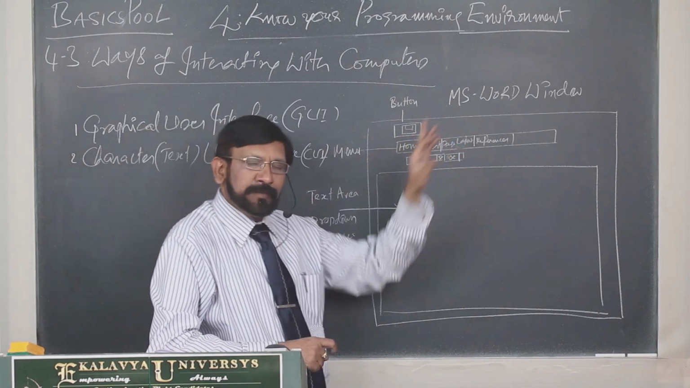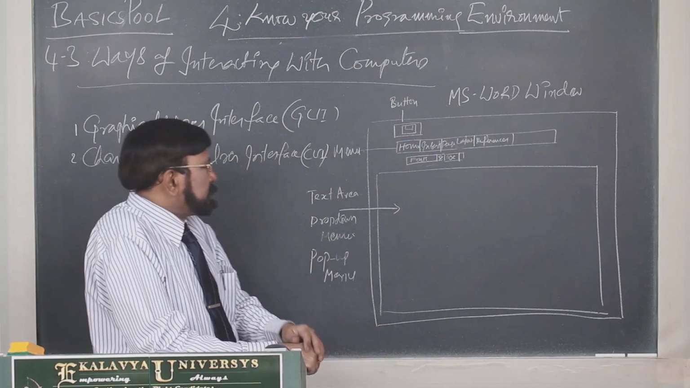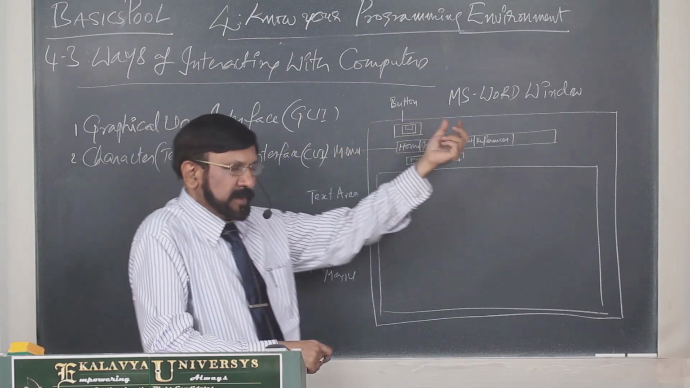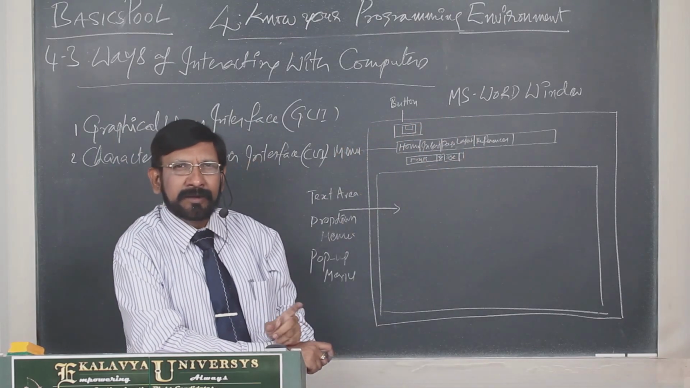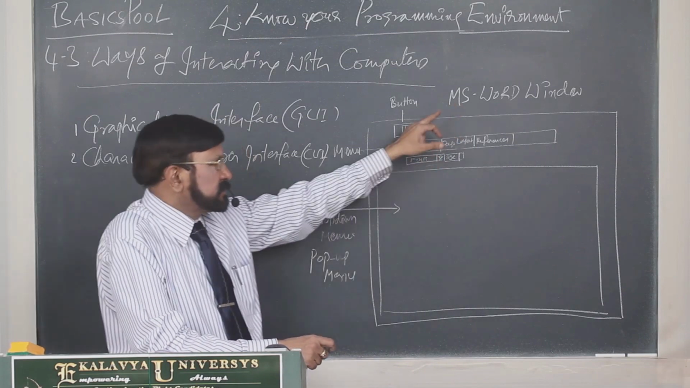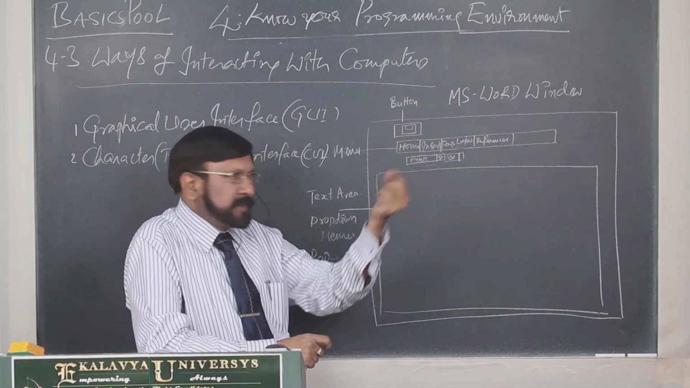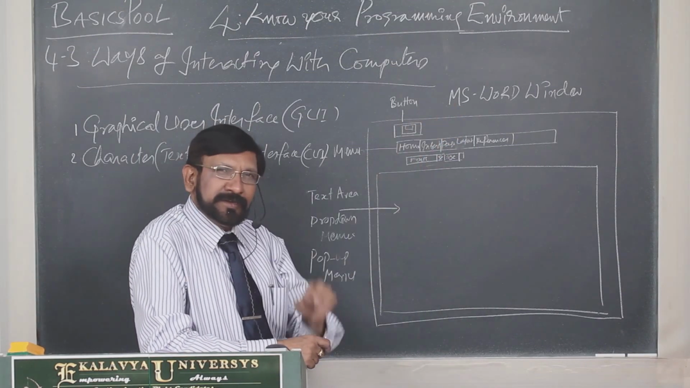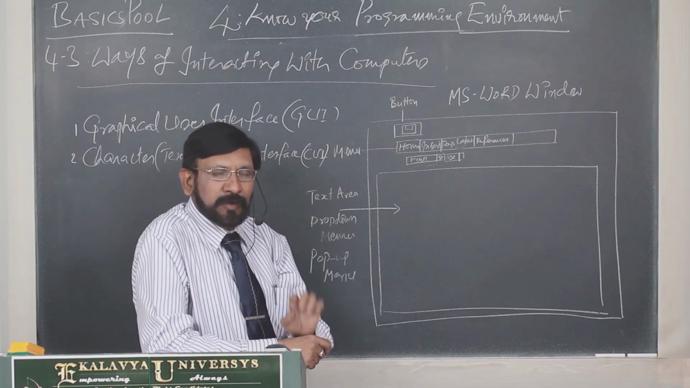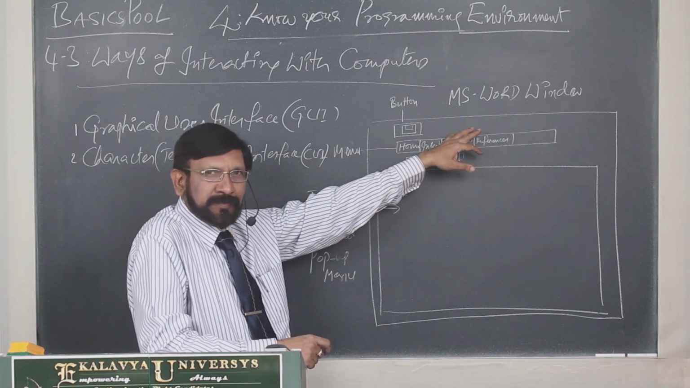So several buttons are there, each with a corresponding icon, and you place the mouse cursor on it. The purpose of that button is displayed in the form of text. By pressing that, the task is performed.